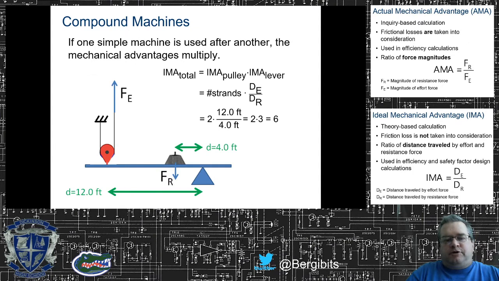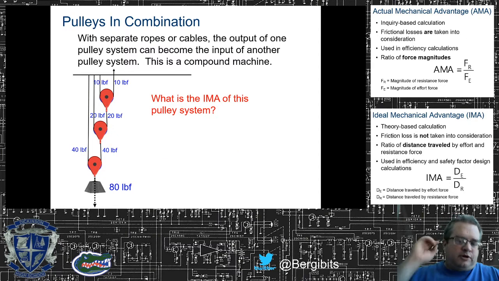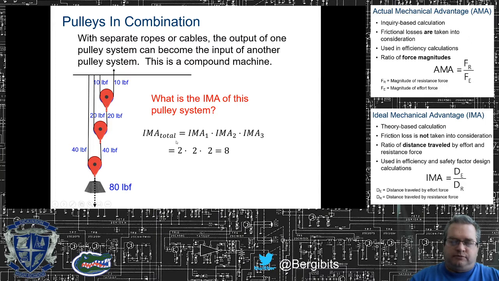Compound machines: if one single machine is used with another, we have a lever pulley system. The IMA of the pulley is the number of strands, which is 2. Distance effort is 12. Distance resistance is 4. 12 divided by 4 is 3. 3 times 2 is 6. So our total IMA is 6. Pulleys in combination. What is the IMA of this pulley system? 1, 2, 1, 2, 1, 2. 2 times 2 is 4, times 4 is 8.